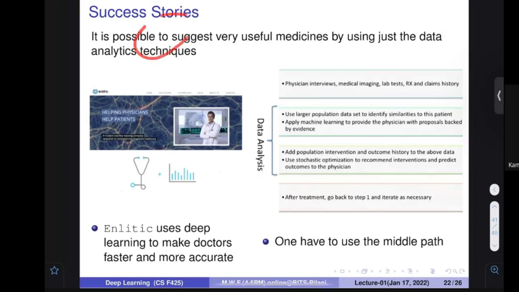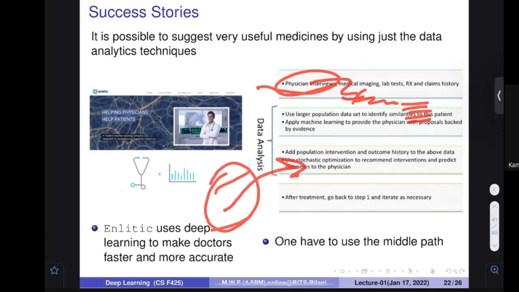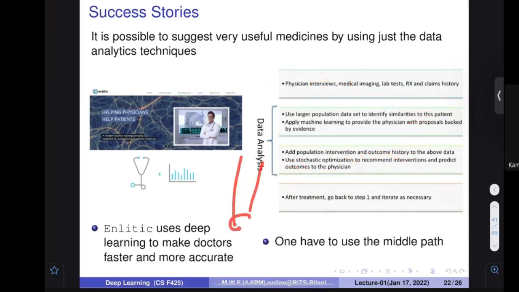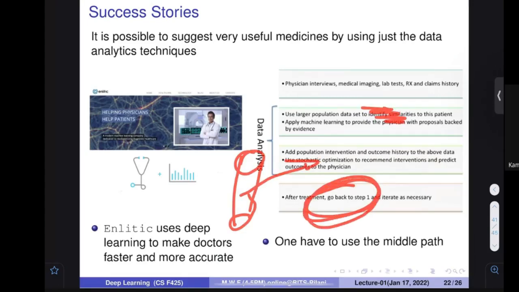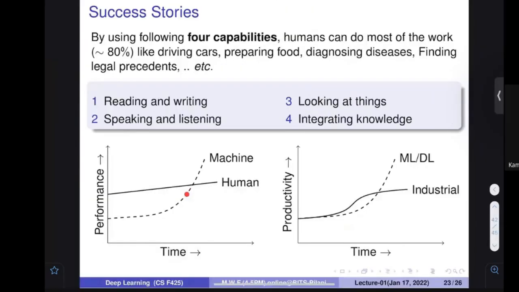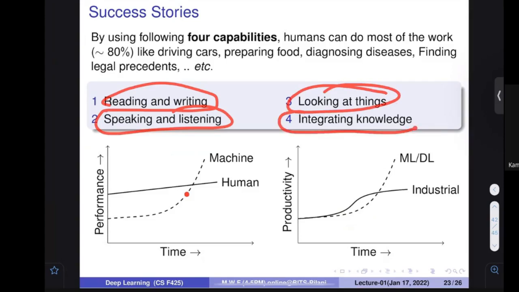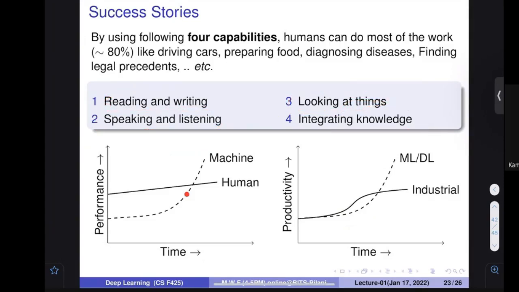Here in the medical domain, the person comes to the physician, and the computer system interviews the person and asks what kind of problem you have, looks at the database, finds the people having the same kind of problem, and provides the prescription that was most effective for those kind of people who have this kind of problem. Now the doctor can take the call and tell what kind of medicine you can take. Using only these four kinds of capacities: reading and writing, speaking and listening, looking at the thing, integrating the knowledge, the system can do most of the things, meaning 80% of the tasks that the human can do, the computer can do. 80% of the tasks that the human does.